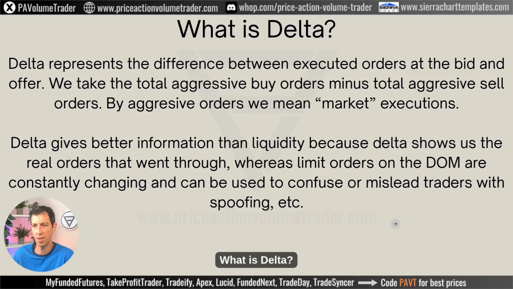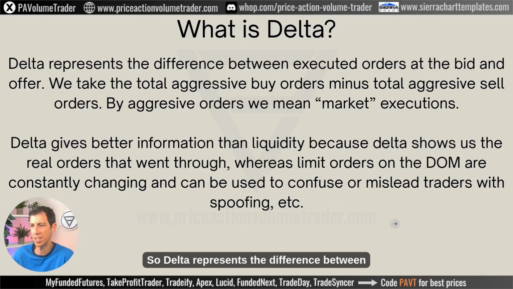Okay, so first let's go into some definitions. What is delta? Delta represents the difference between executed orders at the bid and the offer. We take the total aggressive buy orders minus total aggressive sell orders. And by aggressive orders, we mean orders that were market executions. Delta gives better information than liquidity. By liquidity, we mean just the resting orders in the book or level 2 data, because delta shows us the real orders that went through.